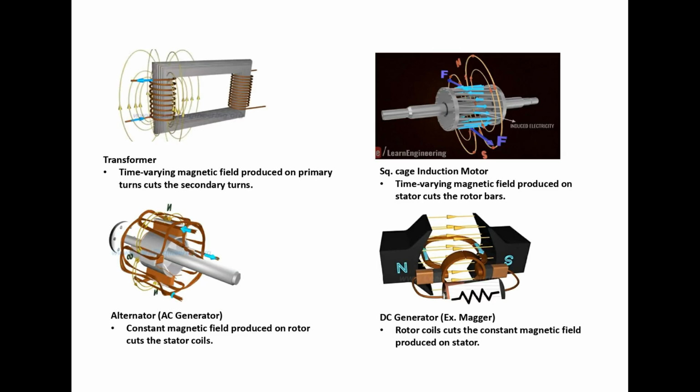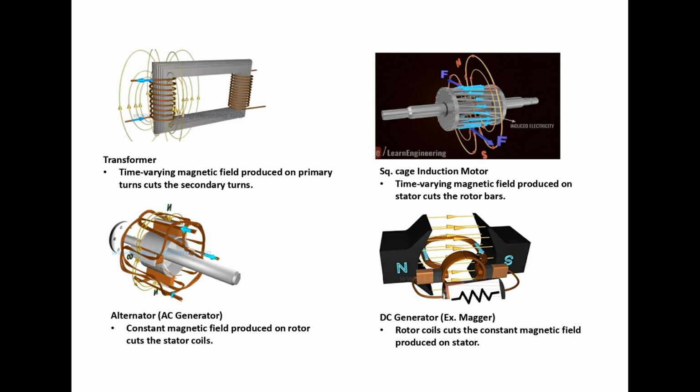So, where do we see this in action? In the case of a transformer, the time varying magnetic field produced by the primary coil cuts the secondary coil so that an EMF is induced in the secondary coil. And in an induction motor, the rotating magnetic field from the stator cuts the rotor bars so that an EMF is induced in the rotor. As a result, current starts to flow in the rotor circuit.